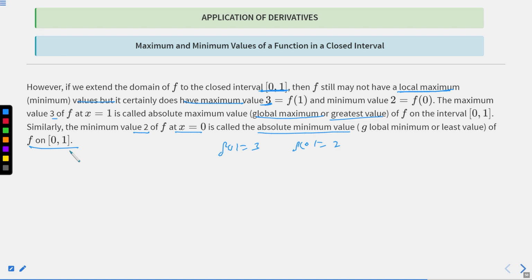So what we just saw is that if you take a closed interval, it might change the global maximum or global minimum perspective, but it does not affect the local maximum or local minimum. Okay, clear? I hope it is clear to you. Now let us move next.